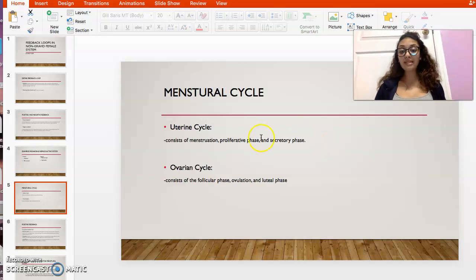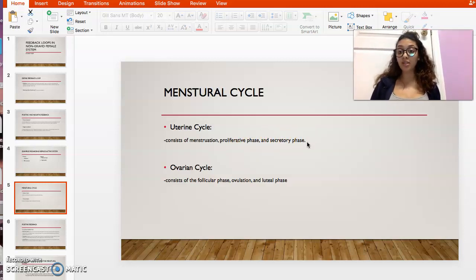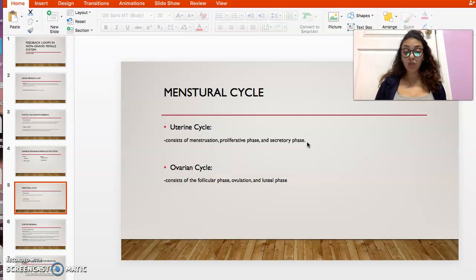So we have a uterine cycle and an ovarian cycle. The uterine cycle consists of menstruation, the proliferative phase, and the secretory phase. So I'm going to get into each one of those and describe what each one does and what the function of each is. So menstruation is the process of women discharging blood and other materials from the lining of the uterus at intervals of about 1 lunar month.